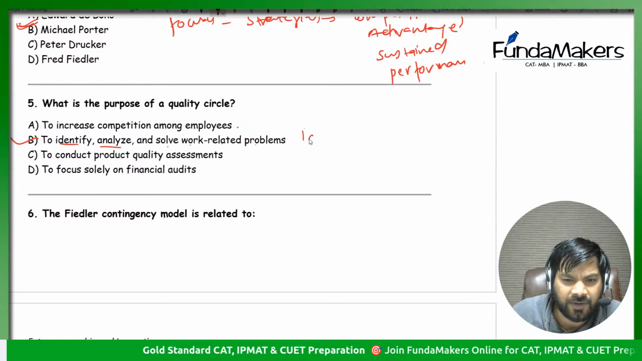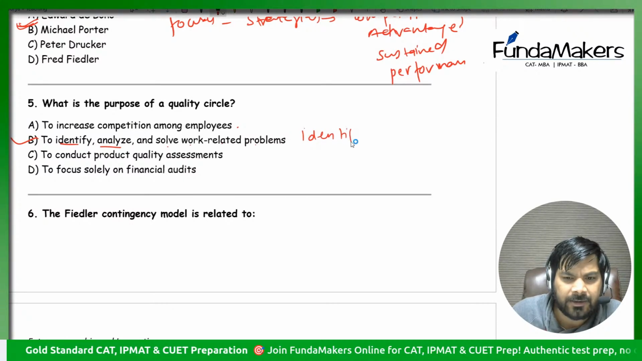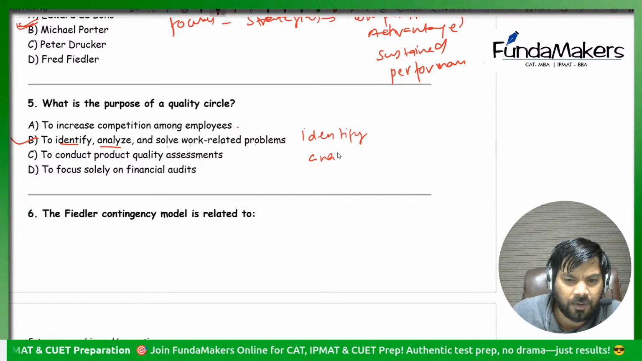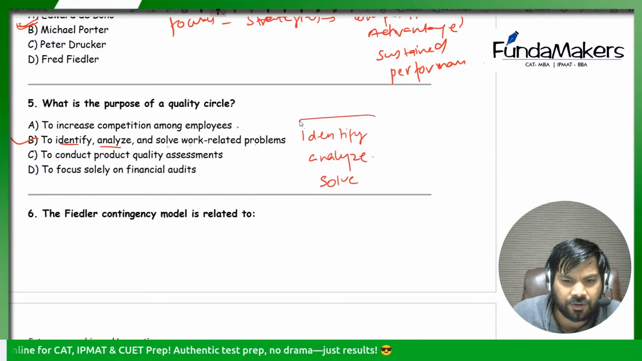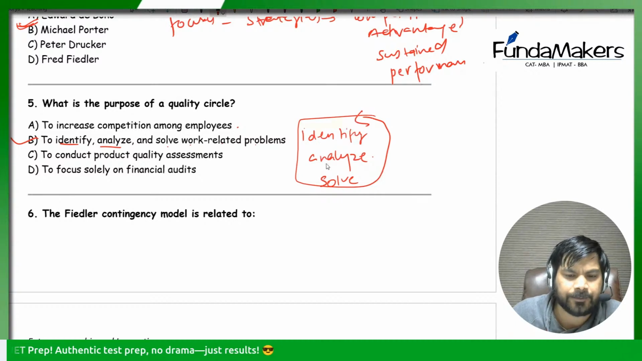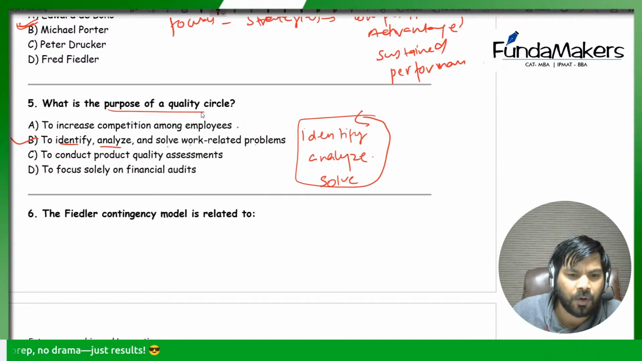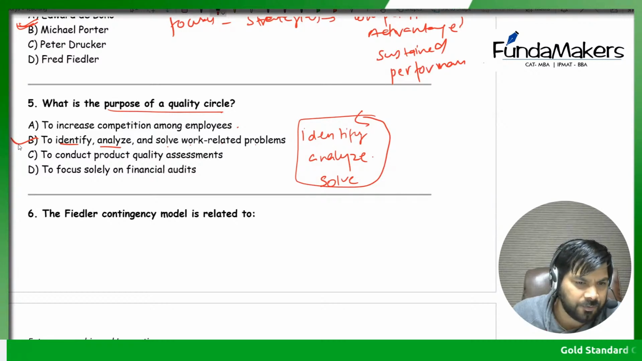So, first you identify what the problem is, then you analyze what the problem is, and then you solve it. So this is the complete cycle. So the purpose of quality circle is to identify, analyze, and solve work related problems.